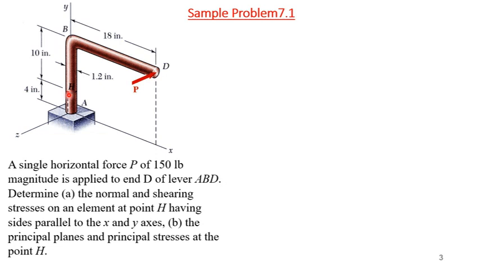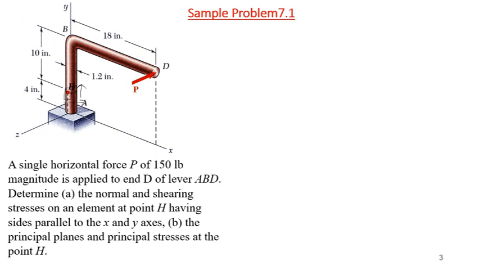And in part B, we have to find the principal planes and principal stress at point H. So first we will be finding the stress over here. Let me change the color to further clarify. So we take an element. This side will be parallel to the x-axis and this side will be parallel to the y-axis. So we take a small element over there, and we will find the stresses.